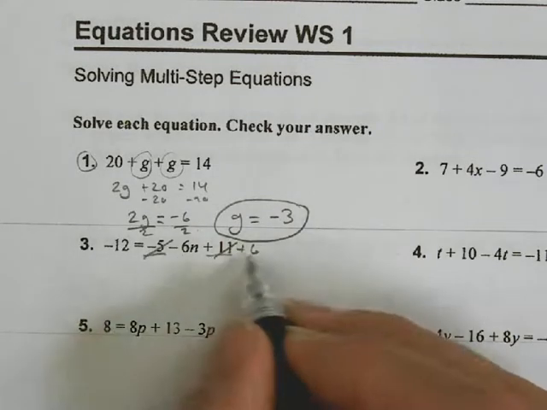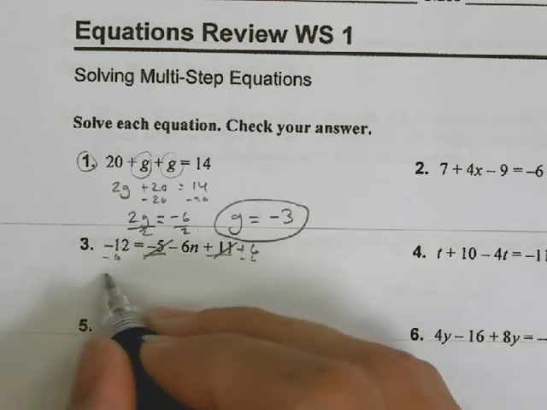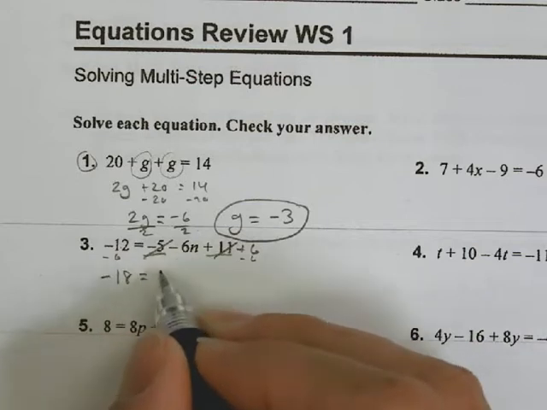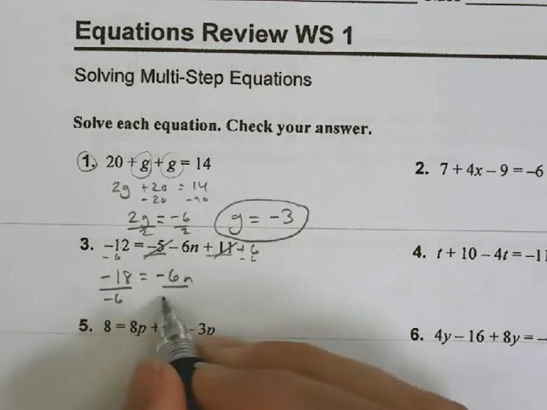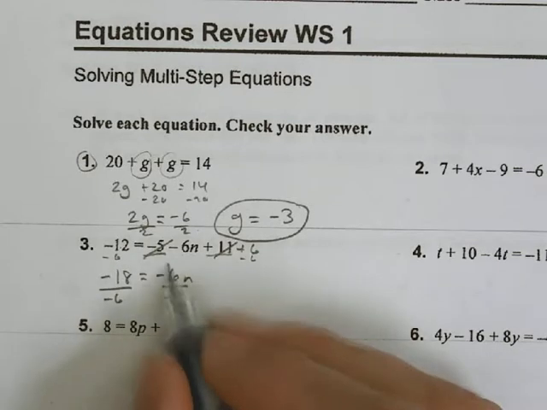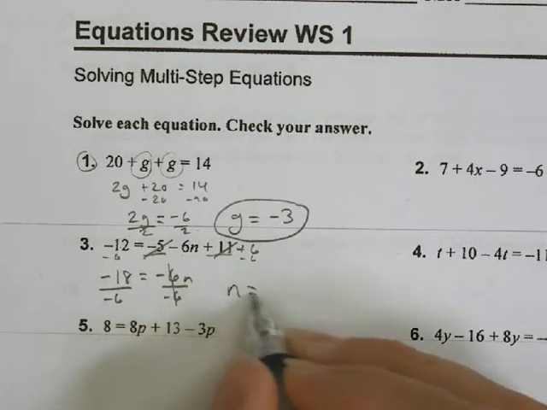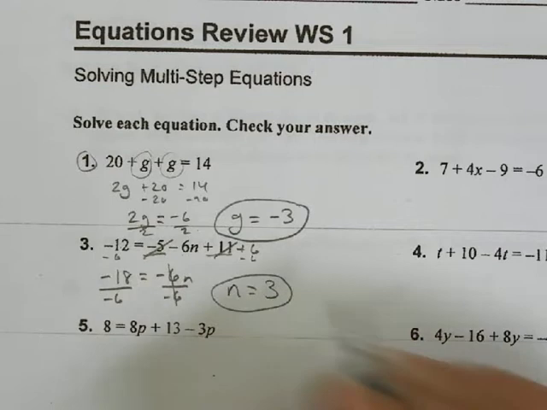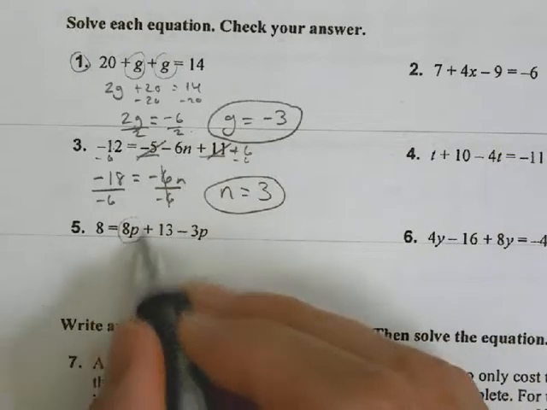I can subtract 6 from both sides. So now I have a negative 12 and a negative 6 combined to make a negative 18. And on this side, that's equal to still a negative 6n. So I can divide both sides by negative 6, and what I'm left with then is n. Negative divided by negative is positive. n is going to be equal to negative 18 divided by negative 6, which is a positive 3 for number 3.